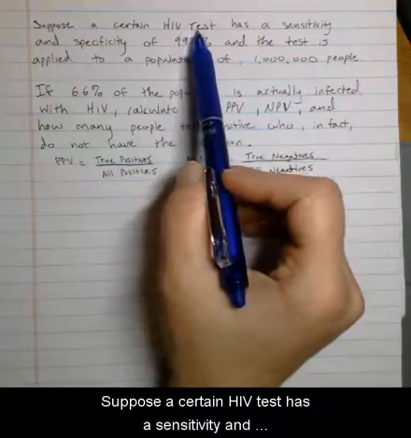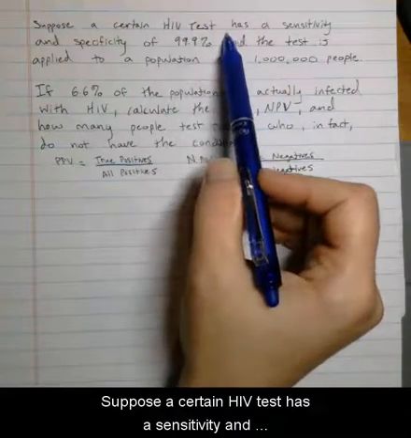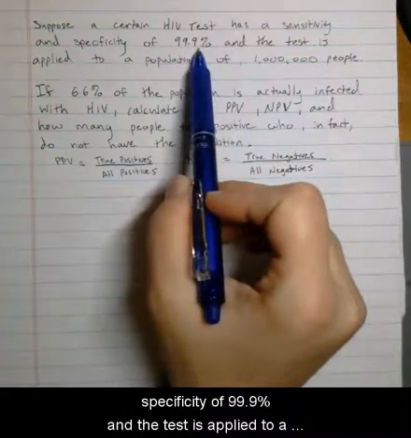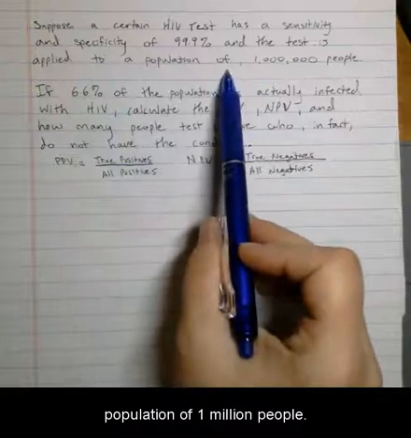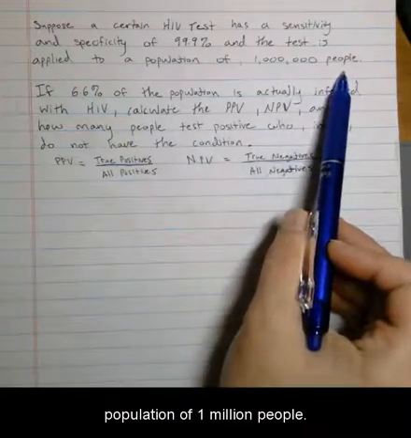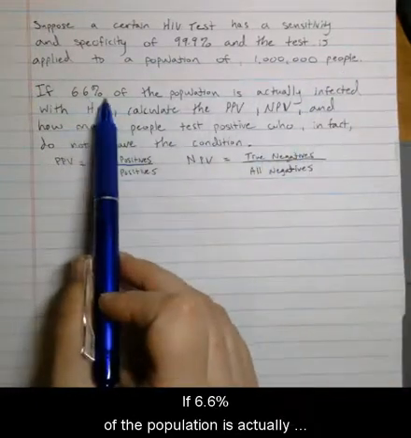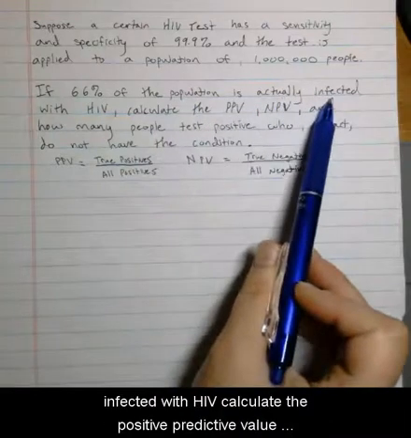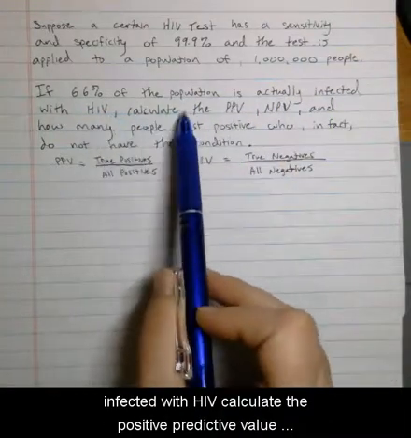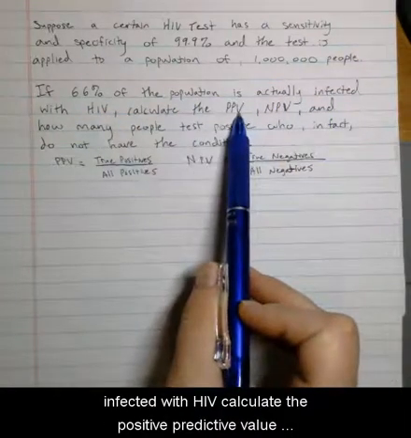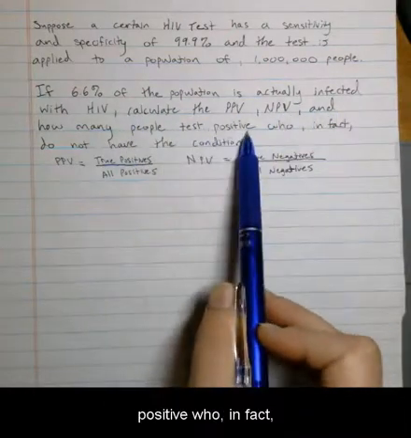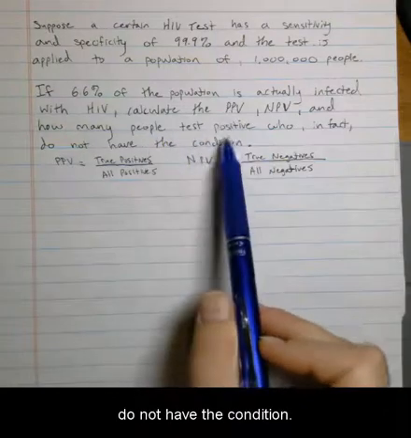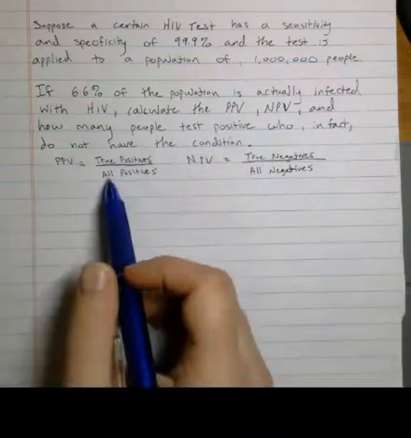Suppose a certain HIV test has a sensitivity and specificity of 99.9%, and the test is applied to a population of 1 million people. If 6.6% of the population is actually infected with HIV, calculate the positive predictive value, negative predictive value, and how many people test positive who in fact do not have the condition.